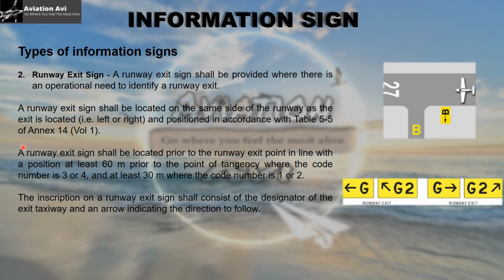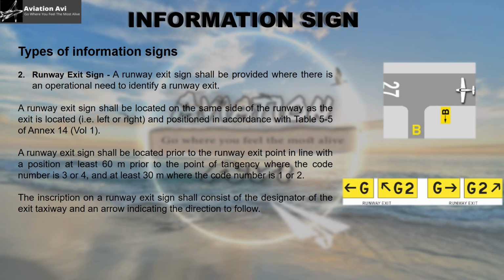Now, a runway exit sign shall be located prior to the runway exit in line with the position at least 60 meters prior to the point of tangency where the code is 3 or 4, and at least 30 meters before where the code is 1 or 2. So as we said, some prior information would be nice, right? How much prior will this information be provided? It will be provided 60 meters in advance to the point of tangency between the taxiway and the runway.